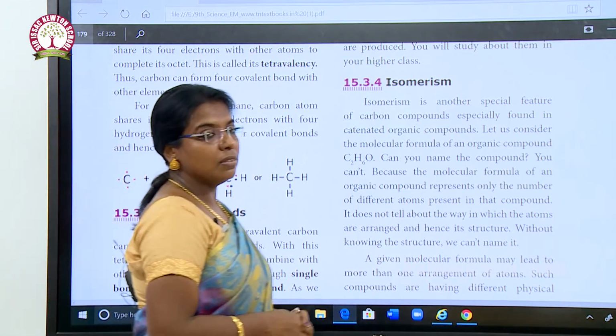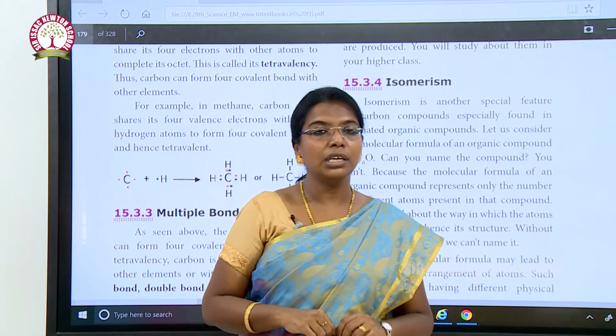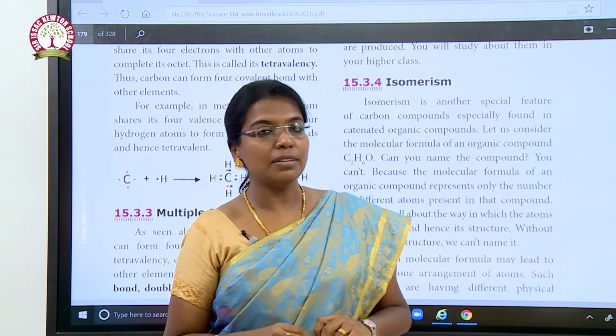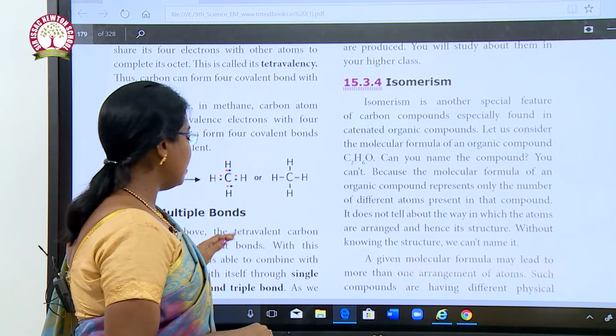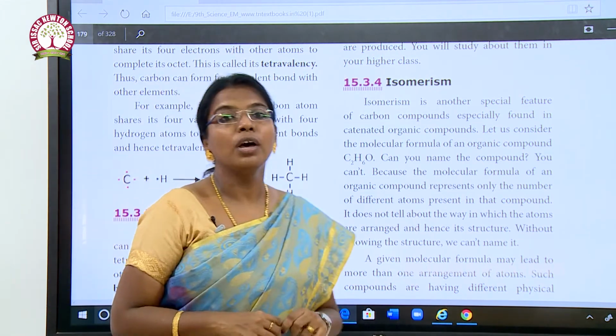So far we have seen carbon and its compounds, and the tetravalency of carbon. Next we are going to see about multiple bonds and isomerism of carbon.